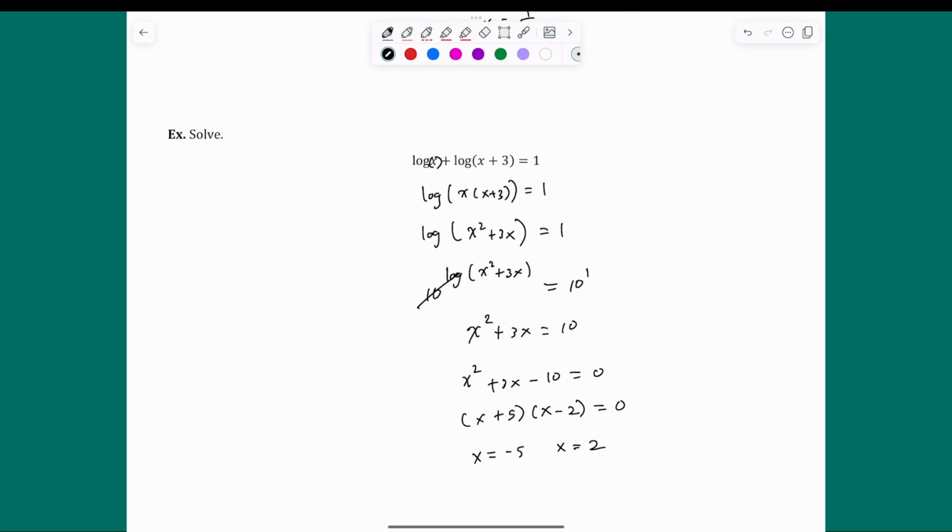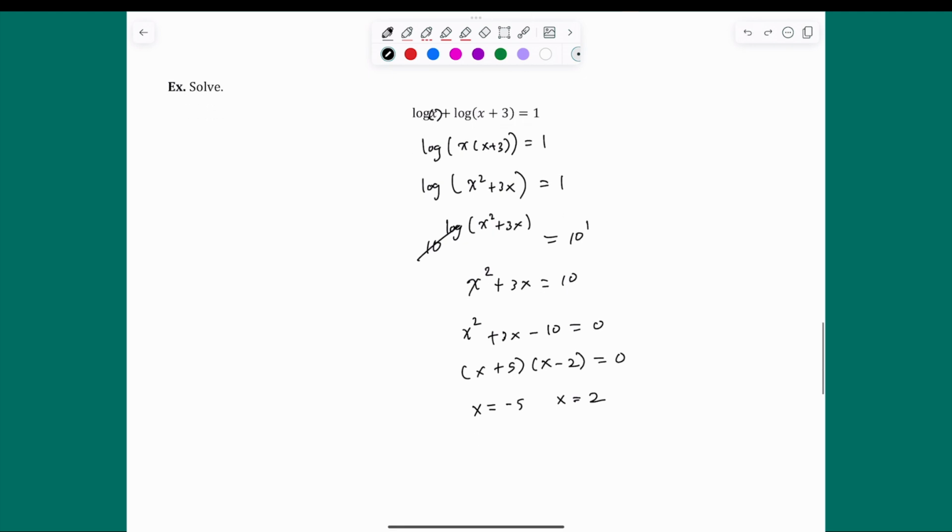But we have to be careful with logarithms because the log function has a domain x greater than 0. And so if you plugged in x equal to negative 5, it would make this term log of x undefined. In fact, it also makes that term undefined as well. And so x equal to negative 5 is not part of the solution set, and x equal to 2 will be the only solution there.